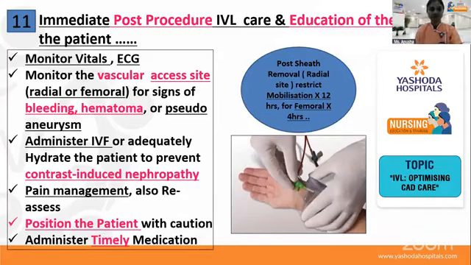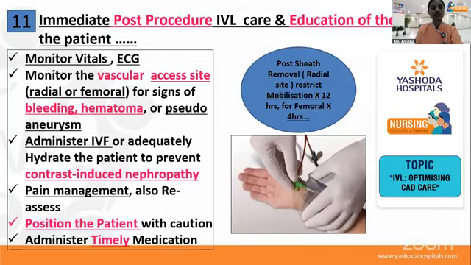Yes, Anusha. Immediate post-procedure IVL care is very important, and also educate the patient regarding the sheath removal and everything. Monitoring vital signs is very important, and taking an ECG. Monitor the vascular access site, radial or femoral, for signs of bleeding, hematoma and pseudoaneurysm. Administer IV fluids or adequately hydrate the patient to prevent contrast-induced nephropathy. Pain management is also very important, and after giving painkillers, we need to reassess the patient's pain score.